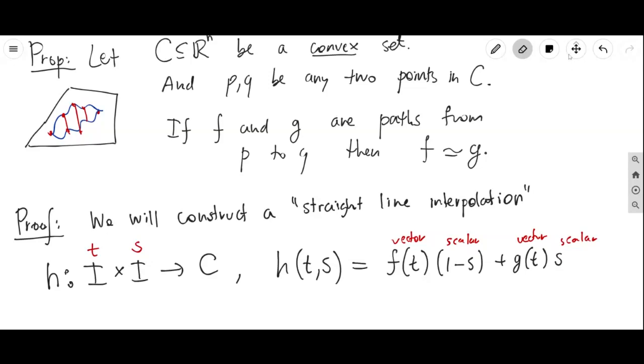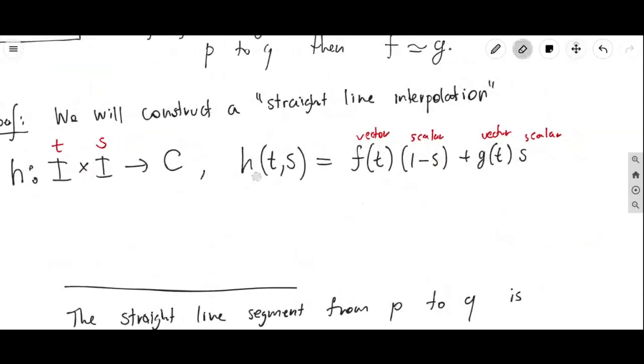Now, one does have to check that this is indeed a continuous map, but I think that's believable, right? F is continuous, G is continuous, and we're just putting scalars in front and combining them together. Of course, it requires a check, but if we checked every single little thing, these classes would be like 10 hours long.